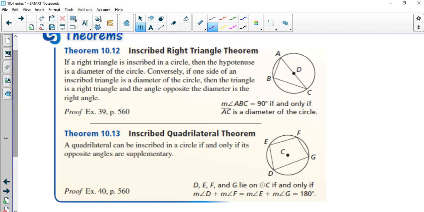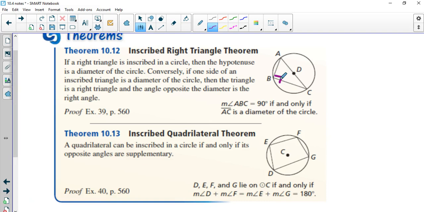So since ADC is a right triangle, AC is the hypotenuse. No, sorry, since ADC is the diameter, then that is also the hypotenuse, which means our right angle is right there at B.